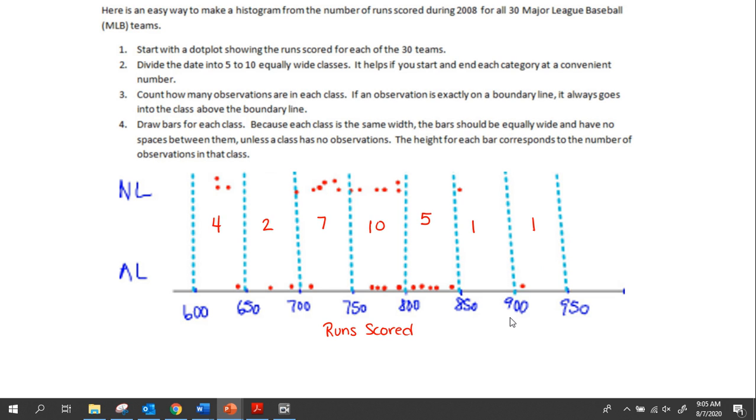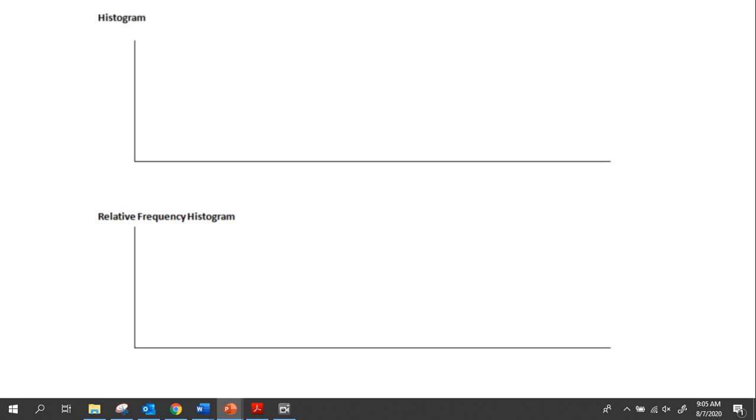So then what we would do is we would make a histogram. So my frequency I'm going to count by 2s. You can just label that frequency. And then down here for the number of runs, I'm going to start with 600. And I'm going to count by 50s because that's what I used on my dot plot.